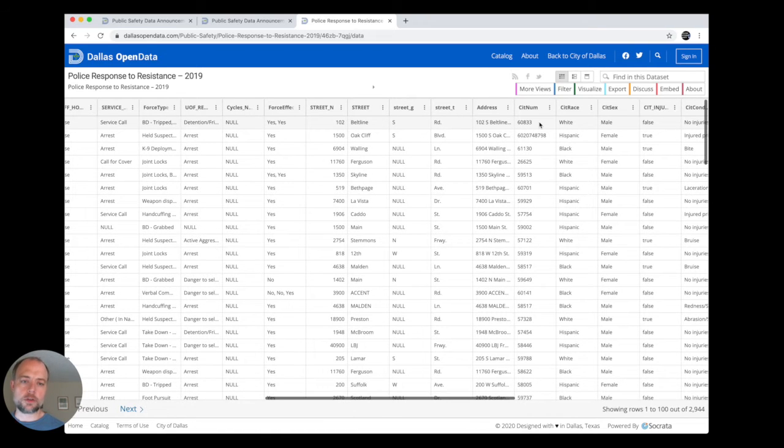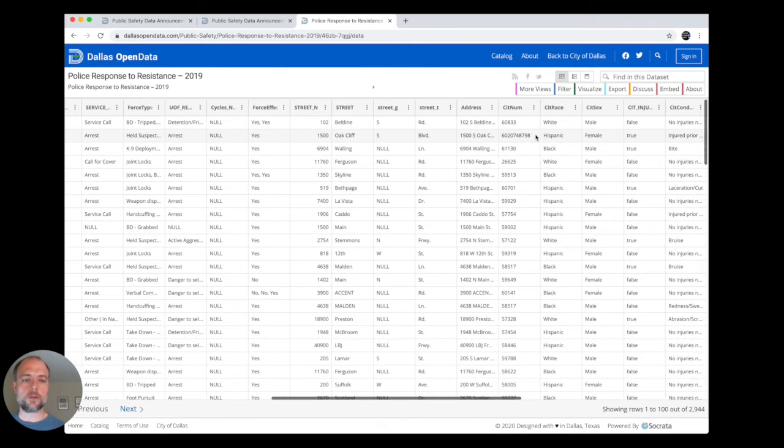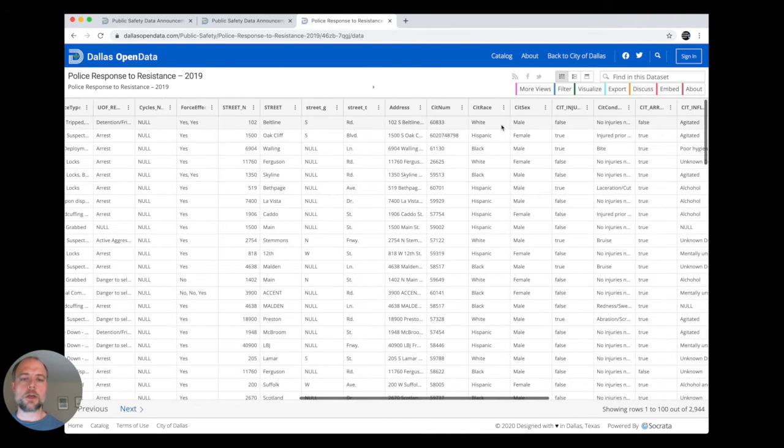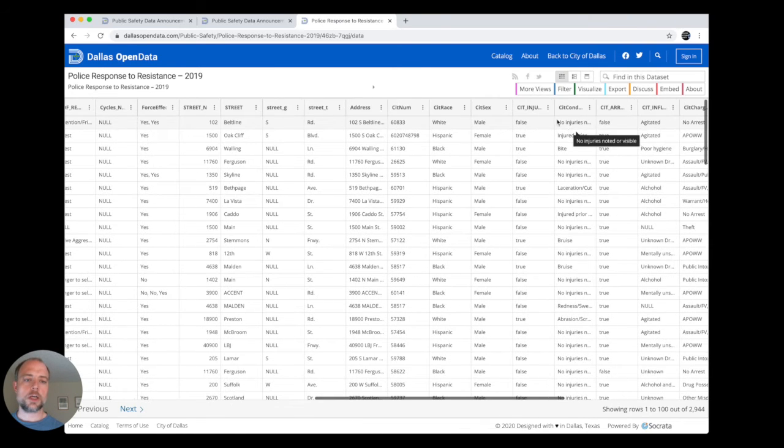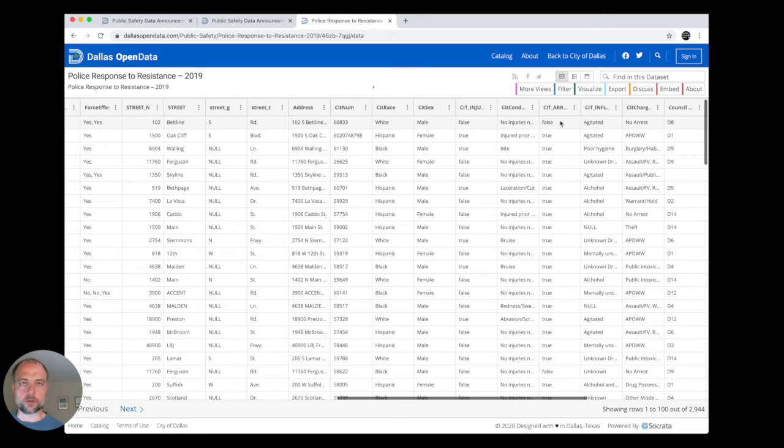The citizen number. So this is the identifier for the citizen who was involved. Questionable here about this long number when everything else is 5 digits. This makes me think there's a mistake or there were two involved with it. Anyway, the citizen race, citizen sex, whether the citizen was injured or not, citizen condition type, a bite, no injuries, laceration. Was a citizen arrested? So this use of force, would it result in an arrest?